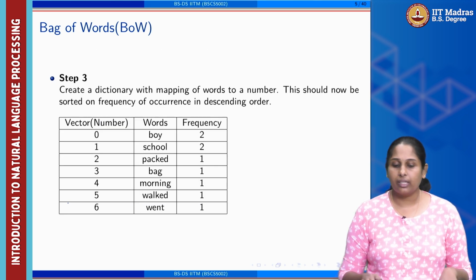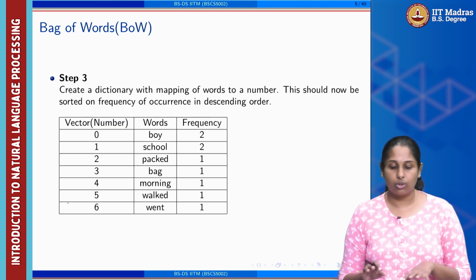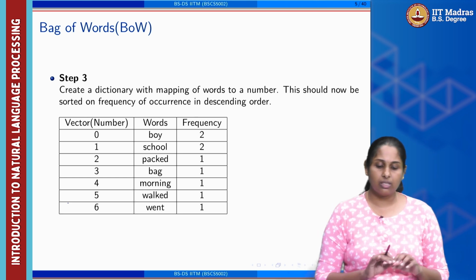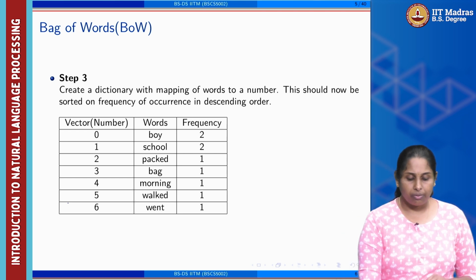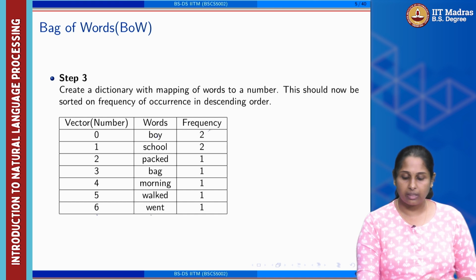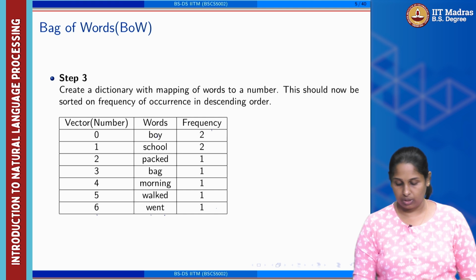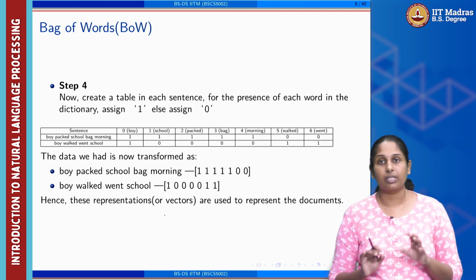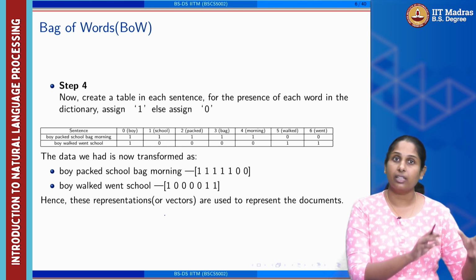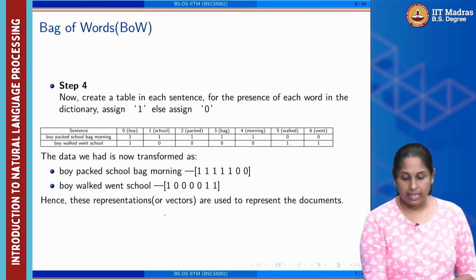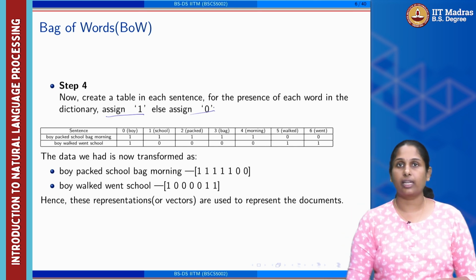Now, we have to create a dictionary with a mapping of words to a number. This is sorted on frequency of occurrence in descending order. So, for example, when you have vectorization numbers like 0 to 6, there are words and there are frequencies, and we are giving the frequency with the number associated to it. Now, we have to create a table for each sentence for the presence of that particular word, whether it is there in the bag of words dictionary that we have created or not. If it is available, we will assign the number 1, else we will assign the number 0.